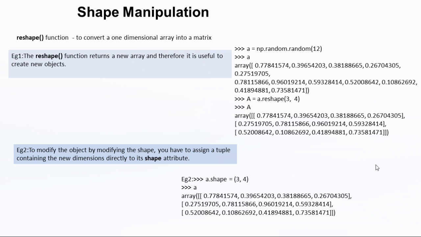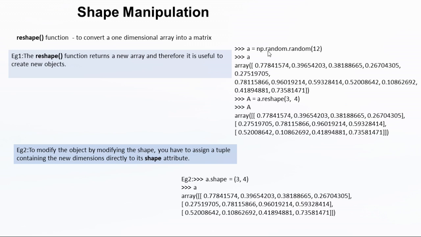Now let's go to the next topic called shape manipulation. So we can do manipulation of the array, and there are some functions which will help us. The first function that we are going to see is the reshape function. So what does a reshape function do? It will convert a one-dimensional array into a matrix.